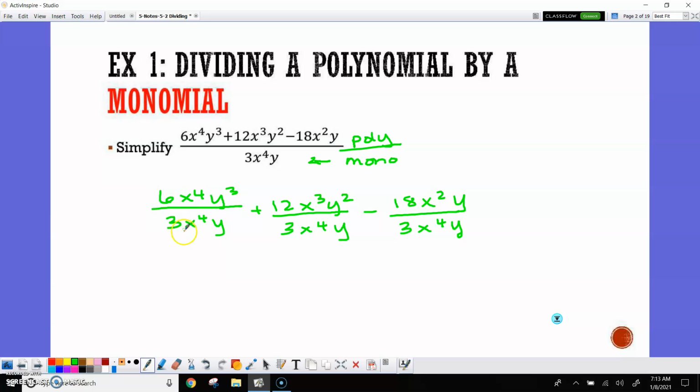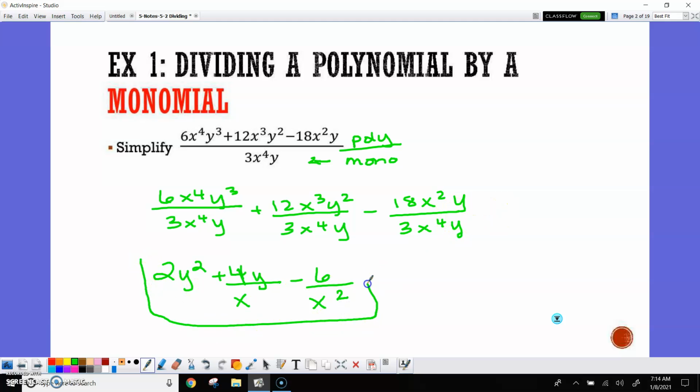So we're going to simplify each fraction. So 6 divided by 3 is 2. X to the fourth divided by x to the fourth leaves no x's. X cubed over y cubed over y is y squared. Plus, here, this would be 4. There would be 1 x left at the bottom and 1 y left at the top. Minus 6. 2 x's left at the bottom and no y's left. So this would be our final answer.